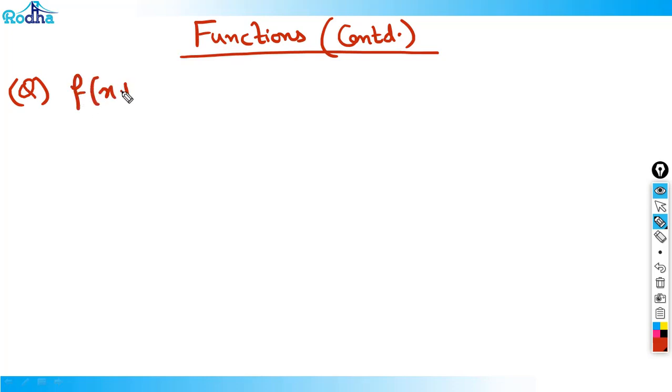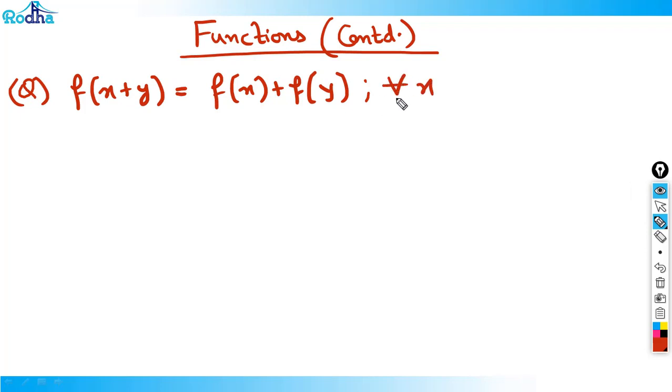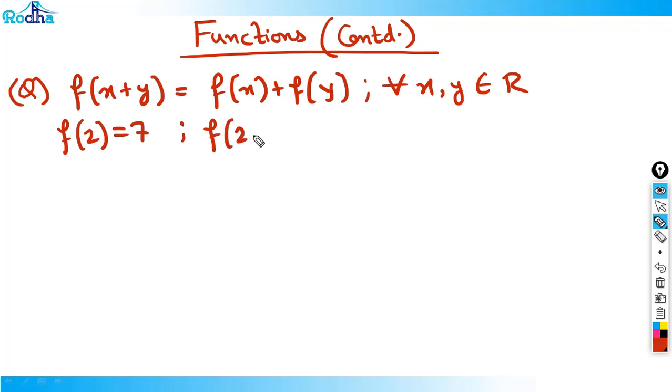f of x plus y is equal to f of x plus f of y, for all x. This is read as for all x and y belonging to R, that is real numbers. Now f of 2 is given as 7. I need to find the value of f of 26. What is the value of f of 26?